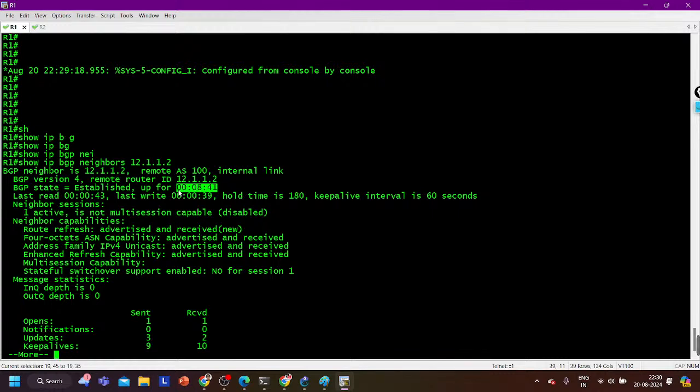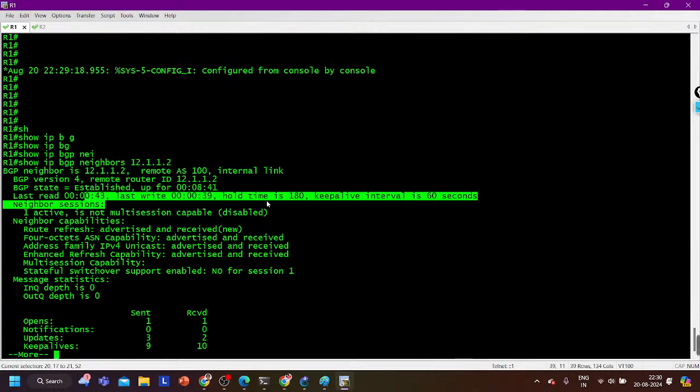The neighbor has been up for 8 minutes 41 seconds. Hold time, keepalive interval, right? After every 60 seconds it is sending a keepalive message.